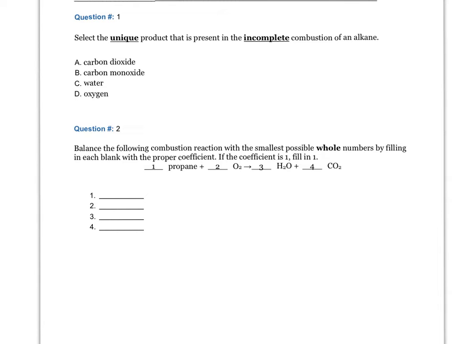Question number 1. Select the unique product that is present in the incomplete combustion of an alkane. The answer is B, carbon monoxide, CO. Carbon dioxide is formed from complete combustion.